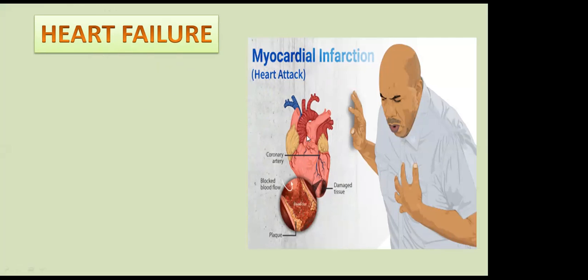Cardiac output. Cardiac output is the volume of blood that is pumped out of each ventricle per minute. In 1 minute, the heart pumps nearly 5 liters of blood to each and every cell. So this cardiac output is the normal functioning of the heart. If the normal functioning of the heart fails, that is called heart failure.